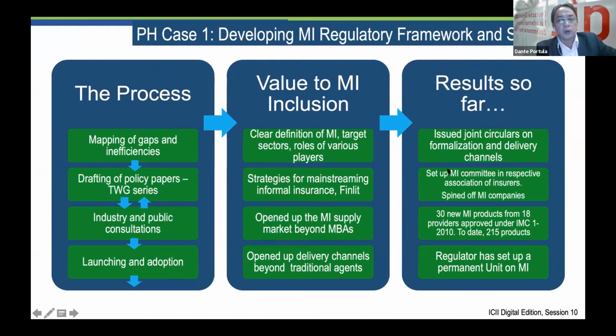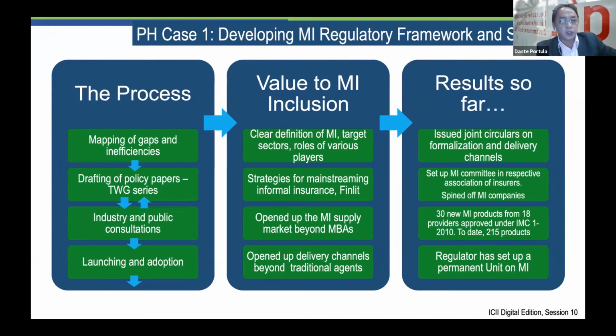So this whole process resulted in issuances of different circulars, mainly on formalization and delivery channels. There were some committees set up in respective associations so that they continue to discuss the topic, not only in the technical working group, but within the associations. There were 2 companies that spun off from traditional companies into dedicated microinsurance companies. Products were approved. To date, there are already 215 products.